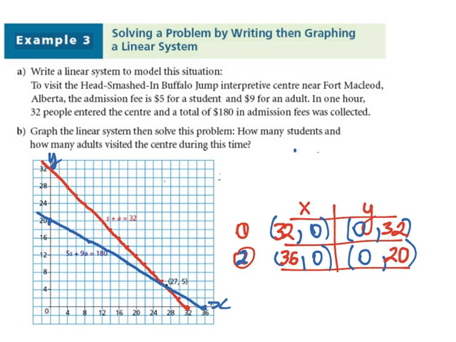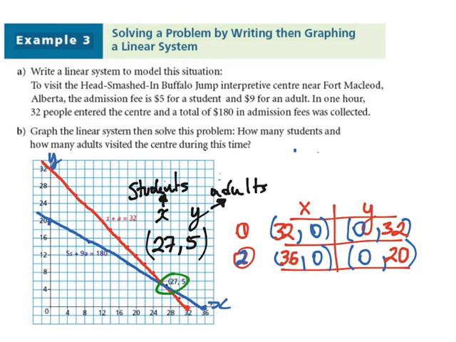And wherever they intersect is the solution. This solution seems to be at 27 and 5. What does this mean, 27 and 5? That means x is 27 and y is 5. And recall that x is the number of students and y is the number of adults. So we have 27 students and 5 adults visited the park.